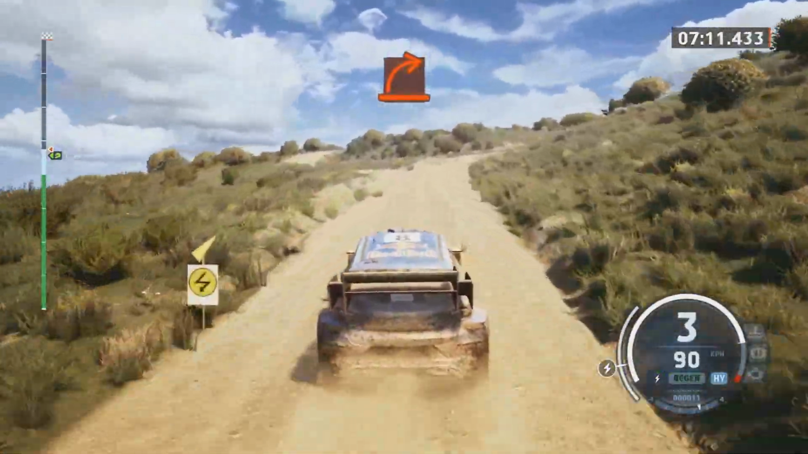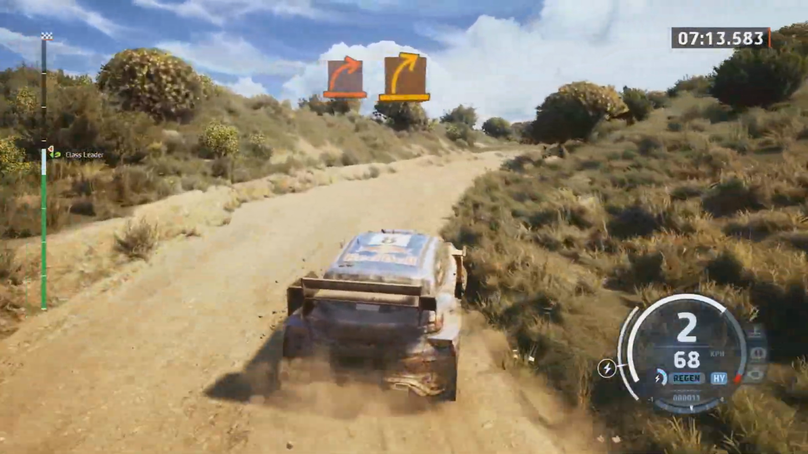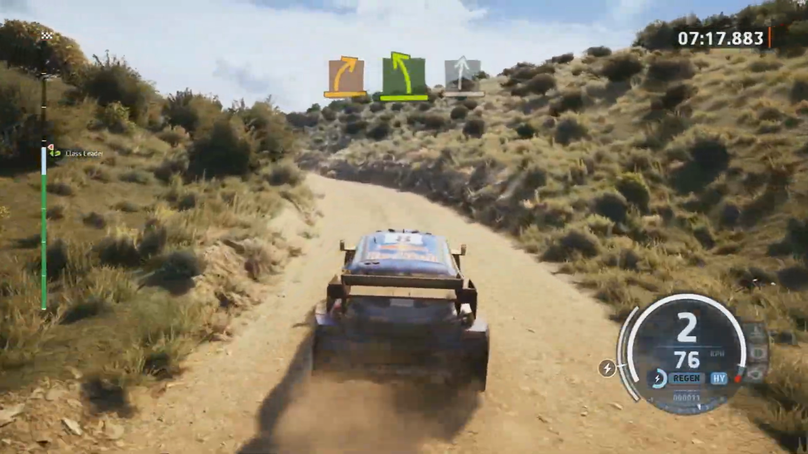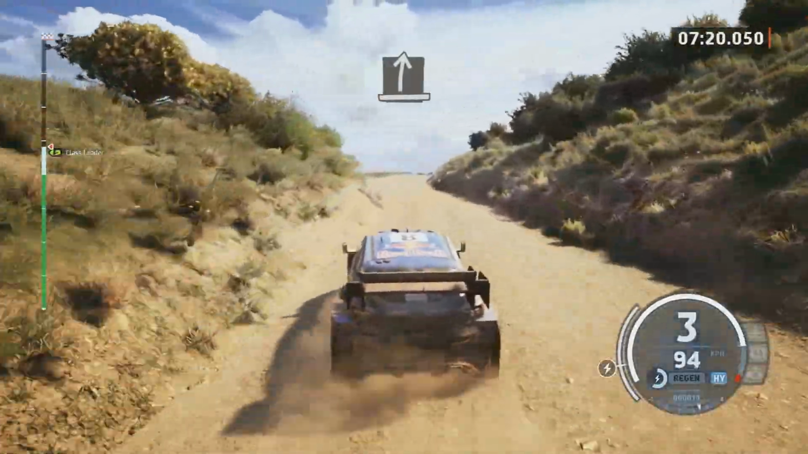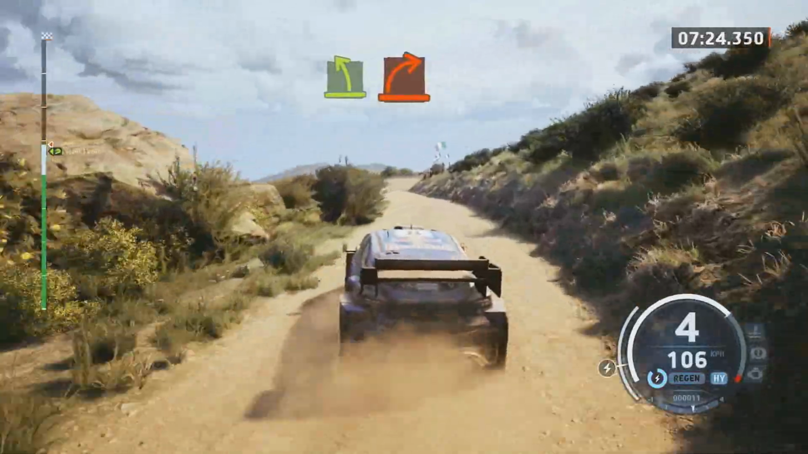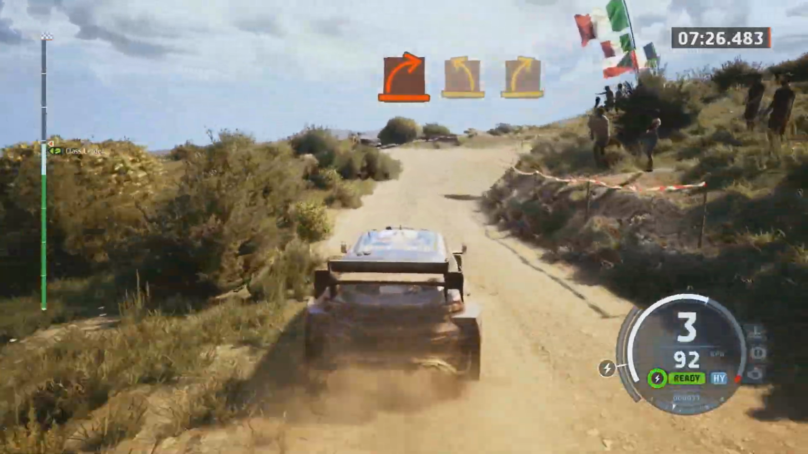Right. Turn medium right. Into easy left. Slight right of the crest. Slowing. Easy left of the crest. Hard right. Medium left. Crest. And medium right.